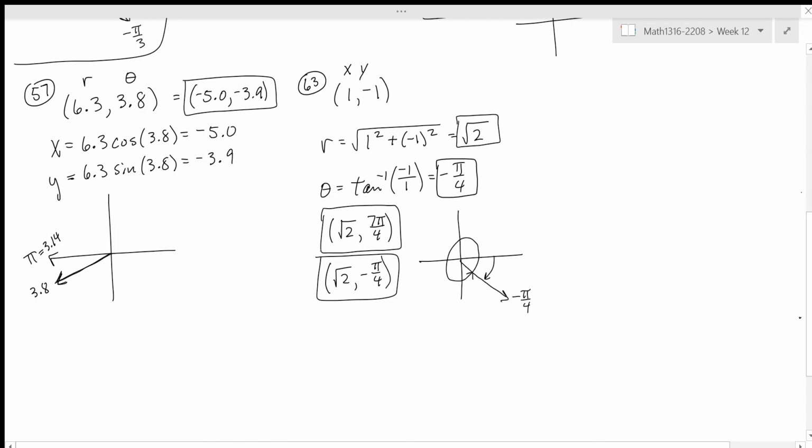Because aren't they both equivalent mathematically? Let me put it this way. Will they both plot in the same spot? Yes, they will. They will both plot in the same spot. I just love saying that. It rhymes.